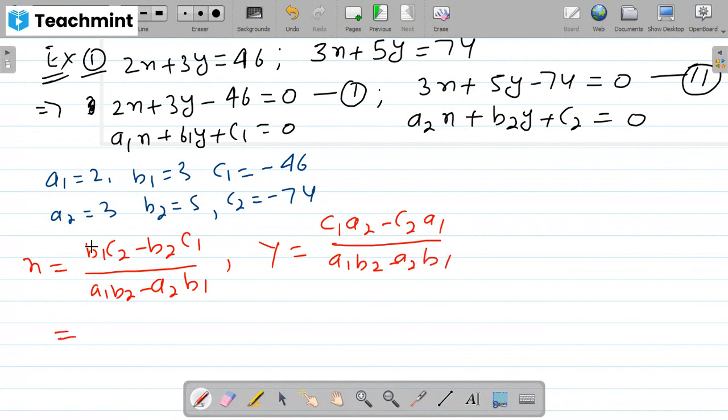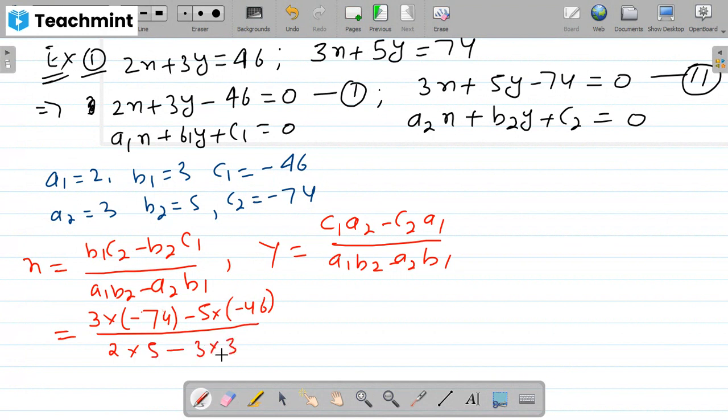So put the values: b1 is 3 and the value of c2 is minus 74, minus the value of b2 which is 5 and the value of c1 which is minus 46. After this, the value of a1 is 2, the value of b2 is 5, minus the value of a2 which is 3, and b1 which is 3.